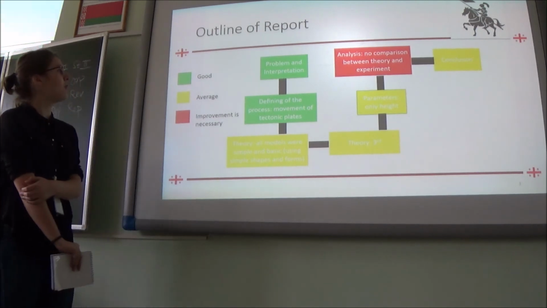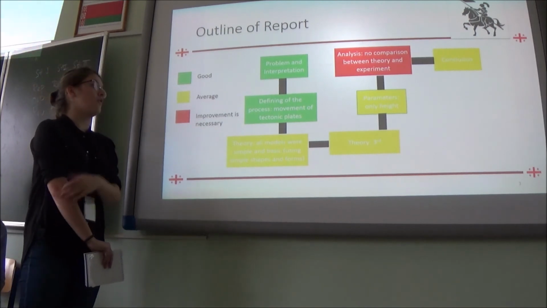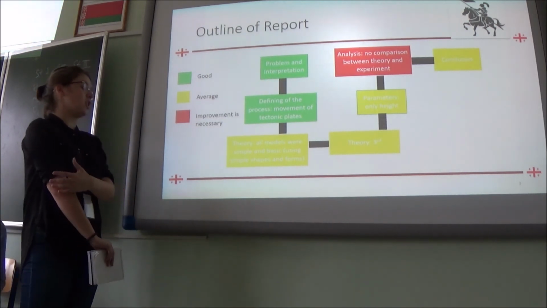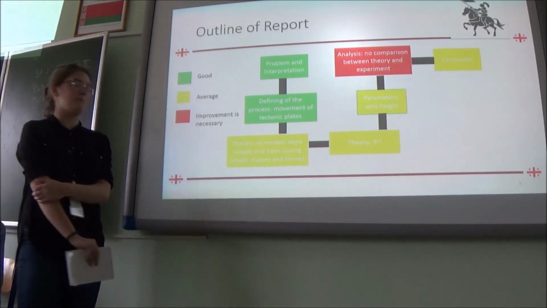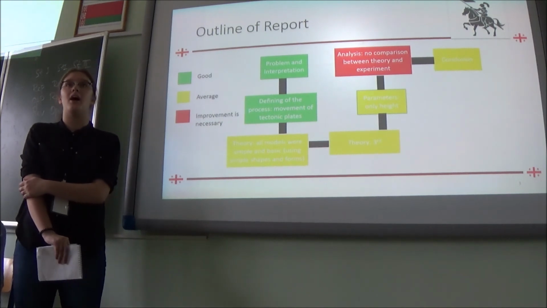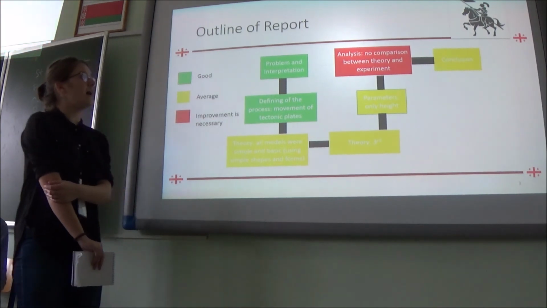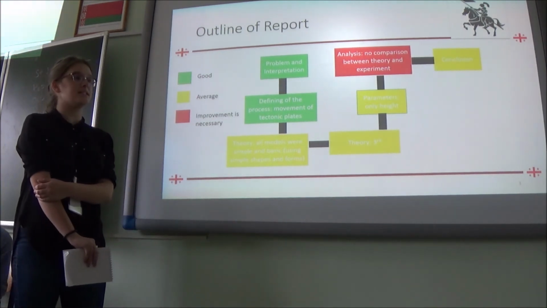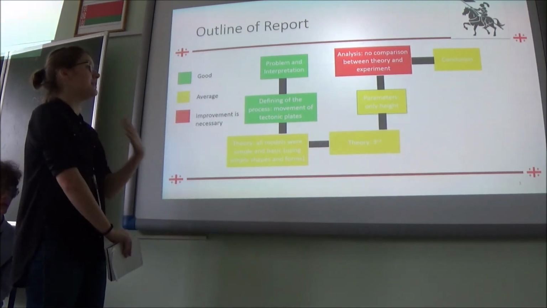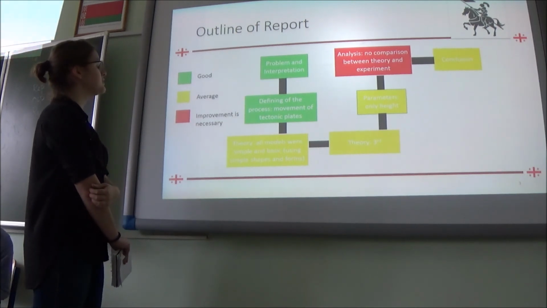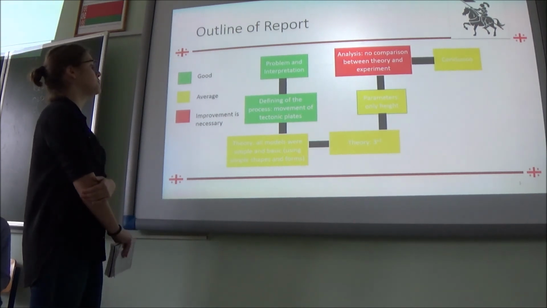This is the outline of the report. I think that the problem and the interpretation were good, as well as defining the process, the movement of the tectonic plates. I think the theory was average simply because all models were simple and basic, even though mountain shapes actually differ and are more complex than the simple ones in the theory. The analysis for me was not good enough, simply because there was no comparison between the theory and the experiment, which I would love to see. In the presentation, the parameters were average because he only measured height, and the conclusion was average as well.